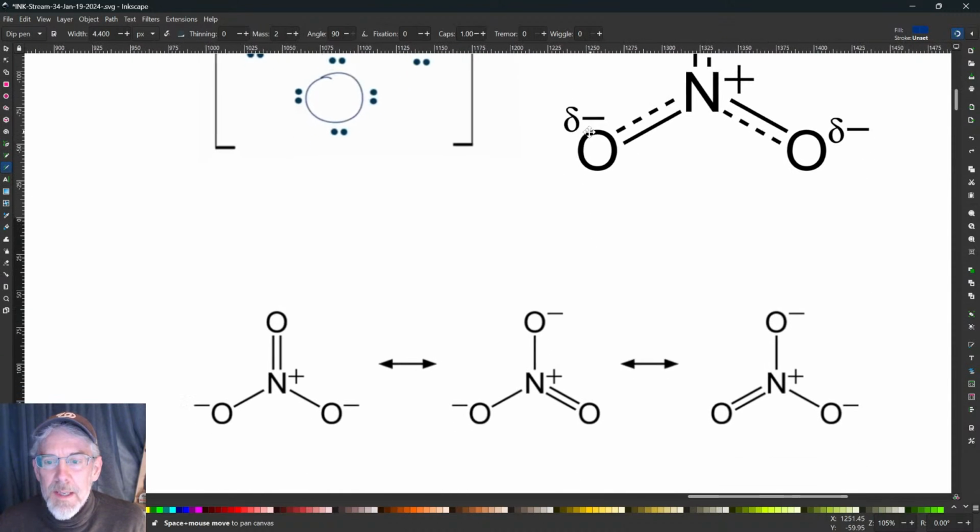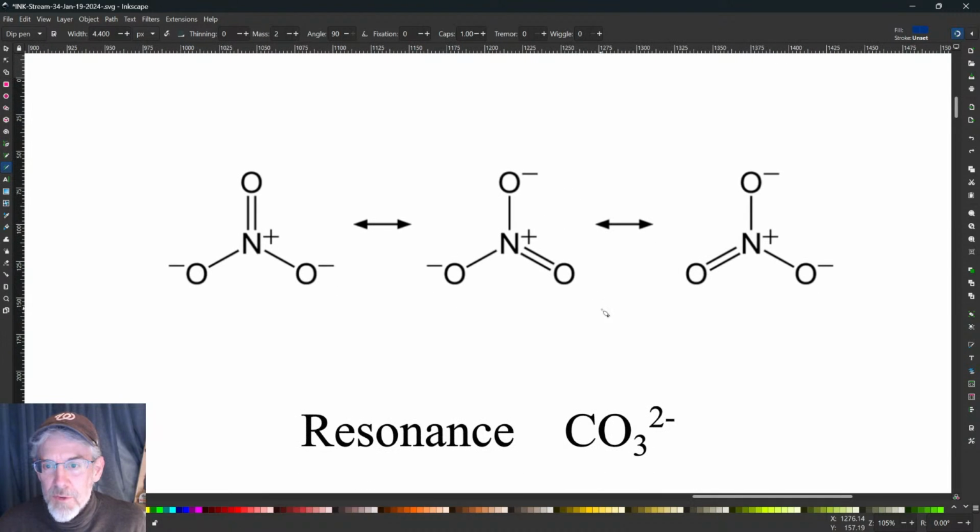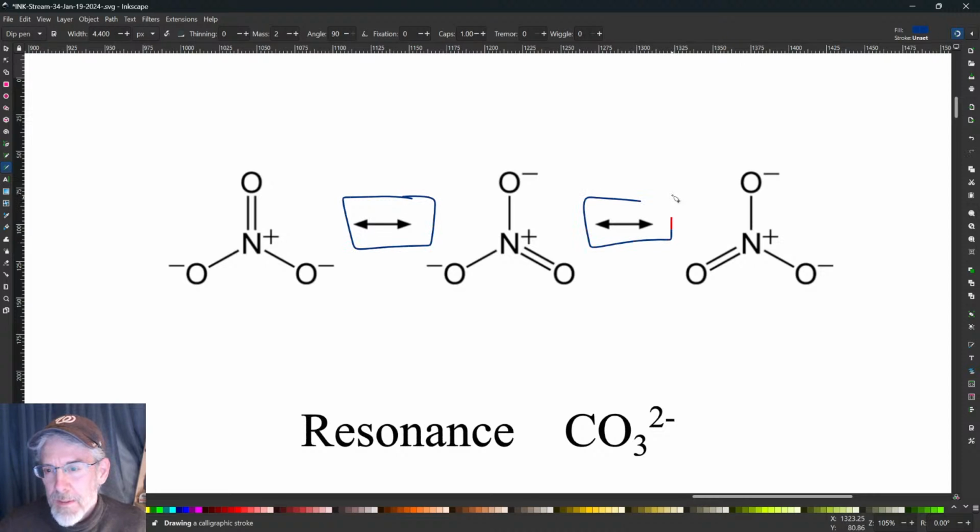So what you'll see in textbooks is this image right here. And this is what you need to know. What do these arrows mean? If you have any idea what these arrows mean, drop that in the chat.